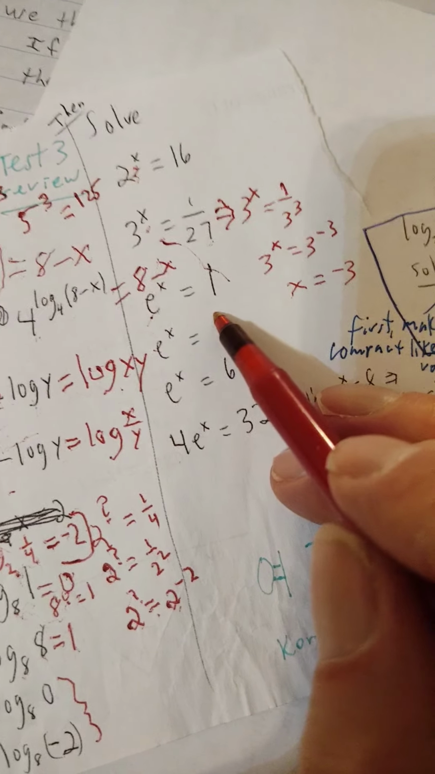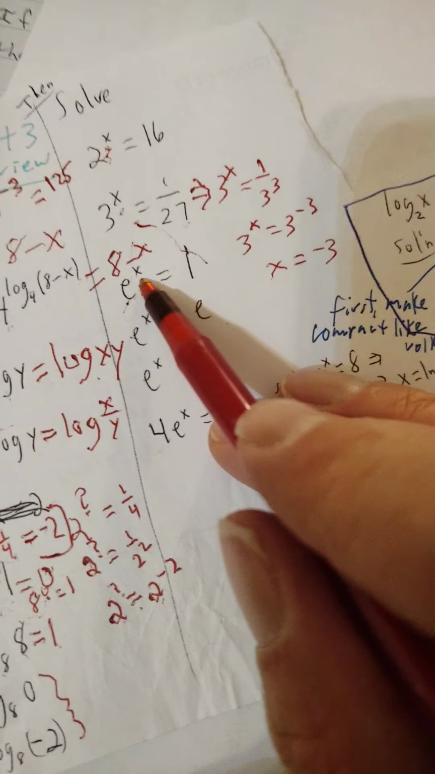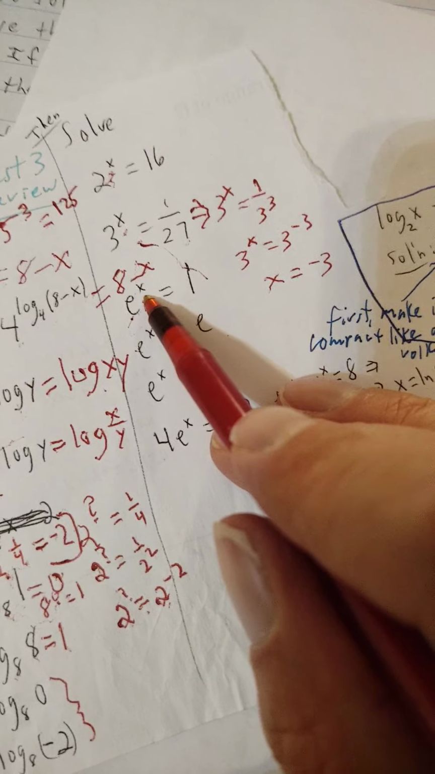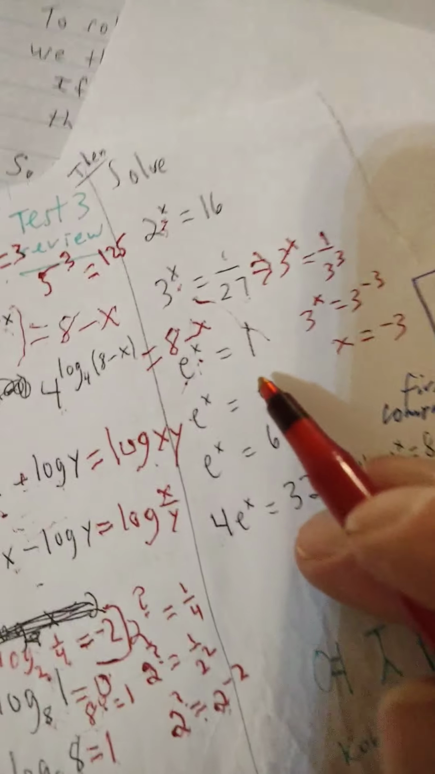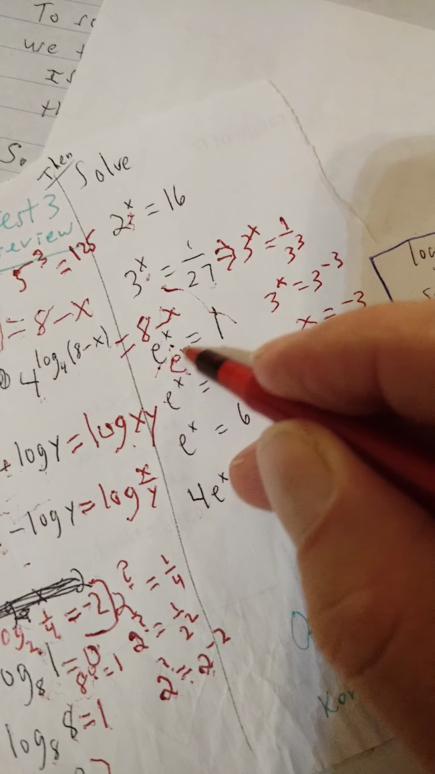e to the x equals 1. Isn't x going to be 0? Because what's e to the 0? What's any number except for 0 raised to the 0 power? 1? Yeah, I could have gotten fancy and gotten this for my first step.